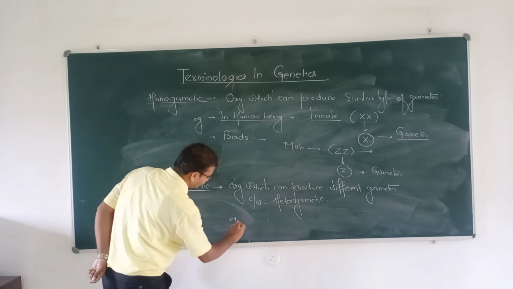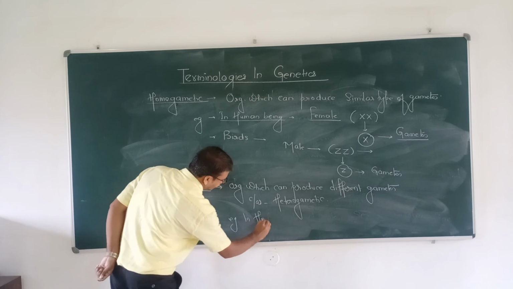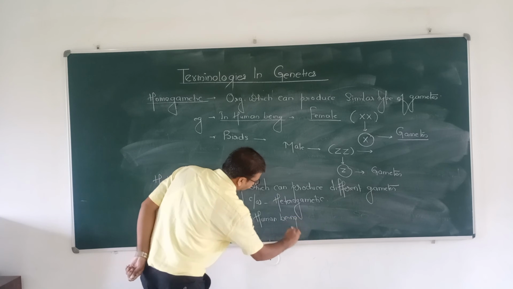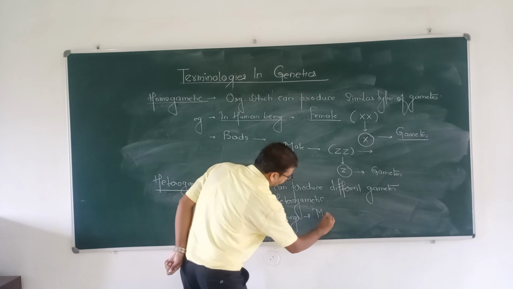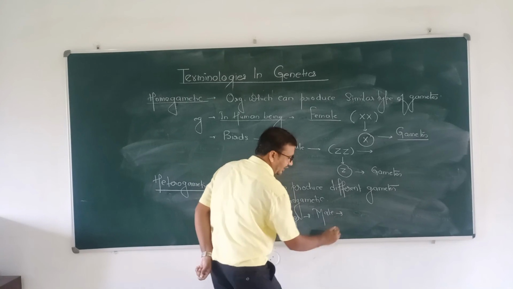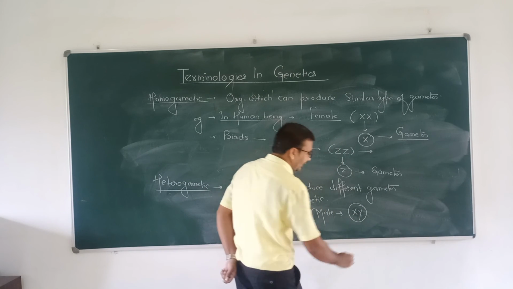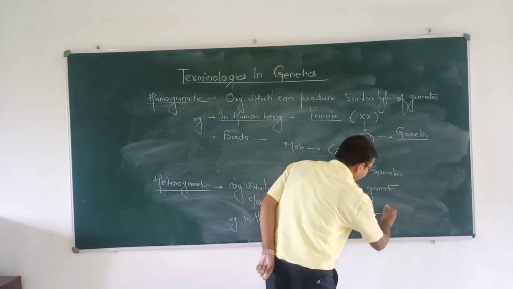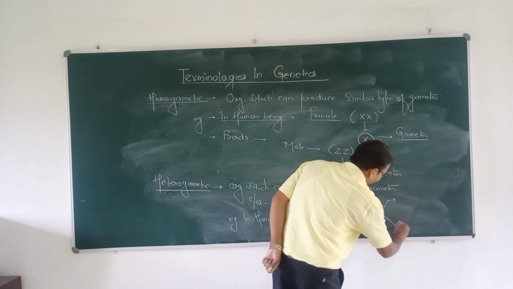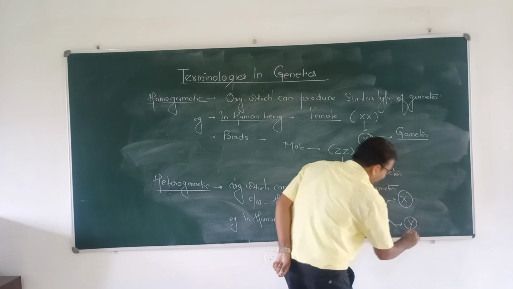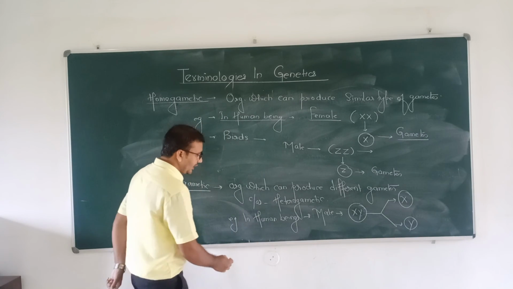Example, in human beings, male individuals are heterogametic, having XY chromosomes, and they produce two different types of gametes, one gamete containing X chromosome and another gamete containing Y chromosome.